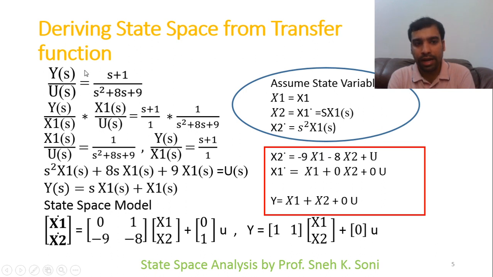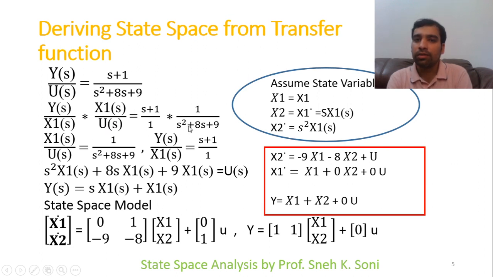Okay, so if I multiply x1 of s in the numerator and denominator, then y by x1 will be the numerator, that is s plus 1. And similarly, what will x1 by u be? x1 by u will be the denominator. So you have to do this when you have the numerator by denominator form. You have to multiply x1 of s in the numerator as well as the denominator, and then you take y by x1 as the numerator and x1 by u as the denominator. This point you have to keep in mind.